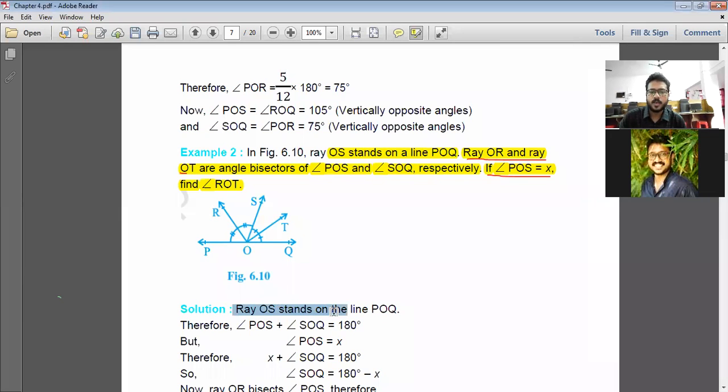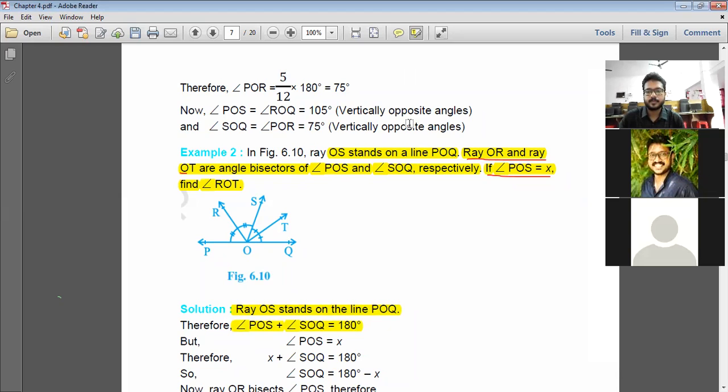It is given that ray OS stands on the line POQ. Then what can you say? Therefore, by using linear pair axiom, angle POS plus angle SOQ is equal to 180 degrees. Clear? But you are already given that angle POS is equal to X. It is given in the question. So instead of angle POS, you can write X.